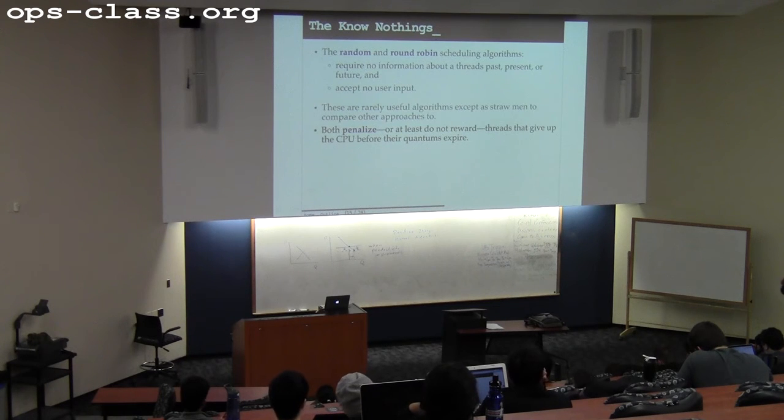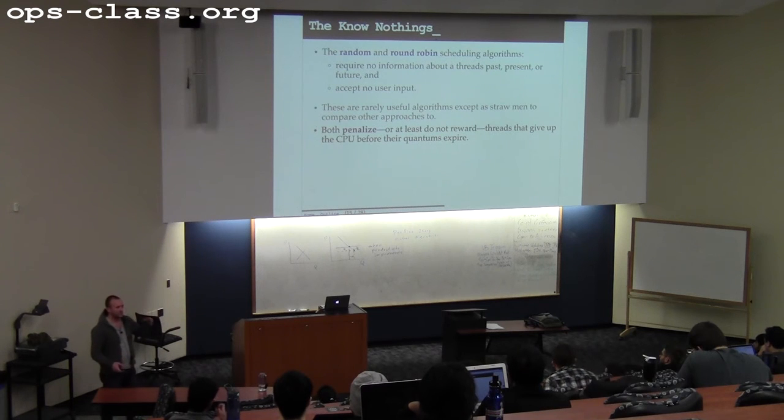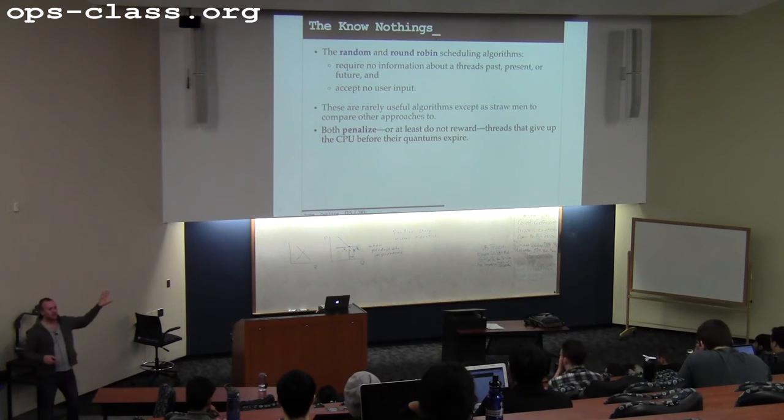The other thing I want to point out, because we'll come back to this, is that these algorithms, because they're choosing a fixed size quantum every time, if I'm a thread that blocks a lot, for example, if I'm a thread that's processing user input, so essentially what happens is the user presses a key, I wake up, I process that input, we go back to sleep. These algorithms have the effect of penalizing me. Why is that?